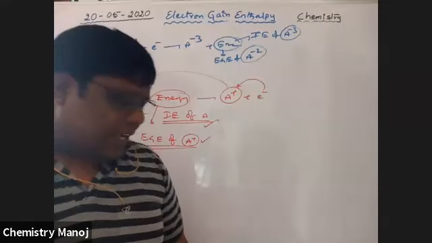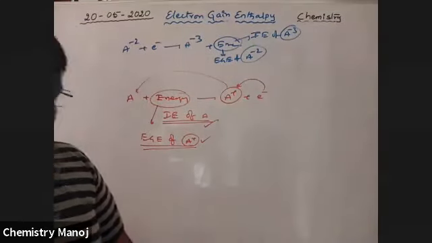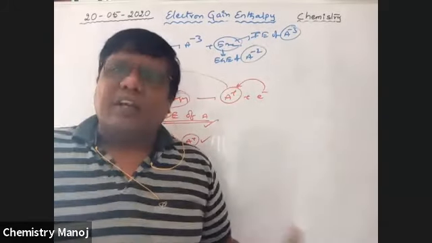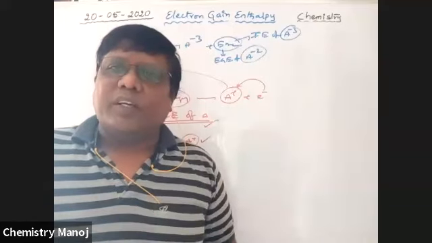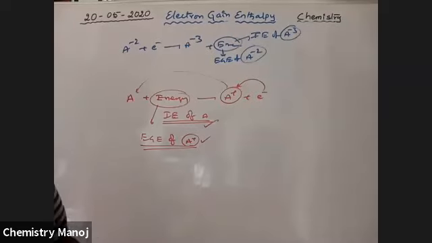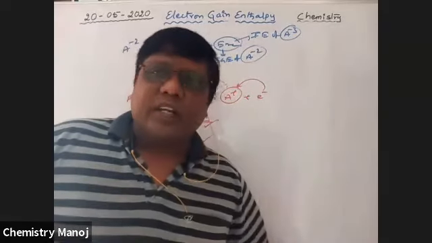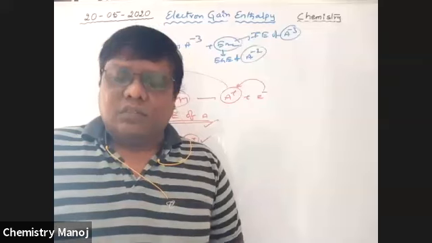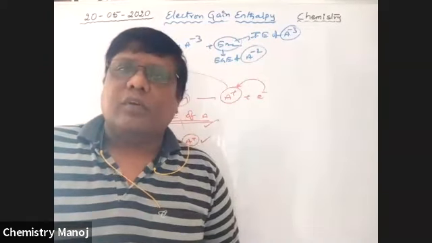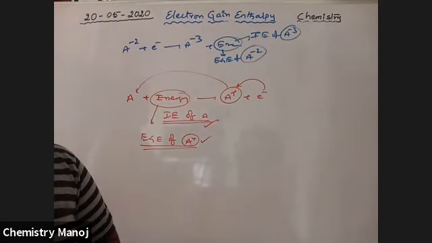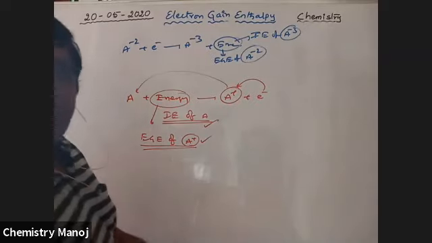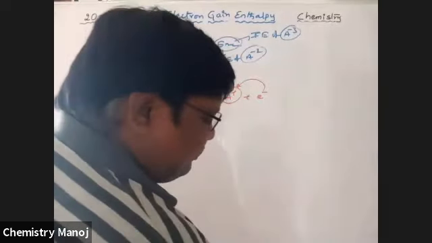Finally, electron gain enthalpy and electron affinity are almost the same but opposite in sign. Attraction is electron affinity; released energy is electron gain. So this is the way to explain electron gain enthalpy. I think most of the students understand very well. Is this electron affinity clear? Yes. Now I am going to explain electronegativity, the next topic.